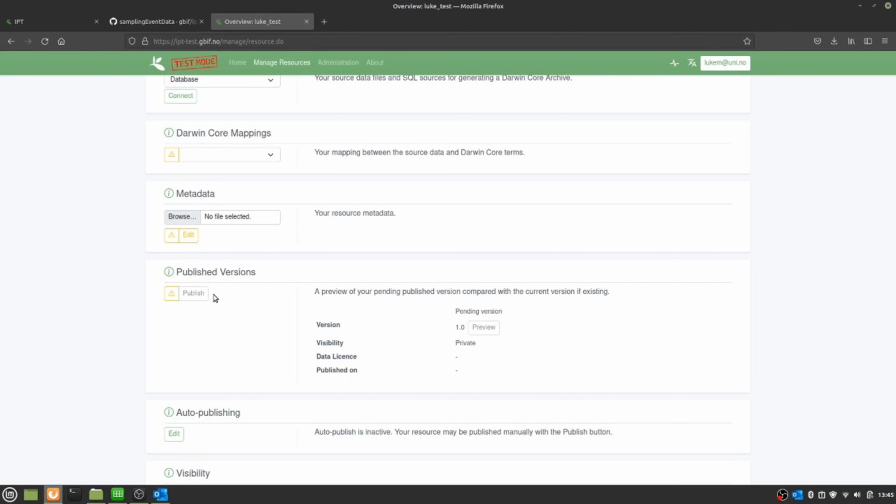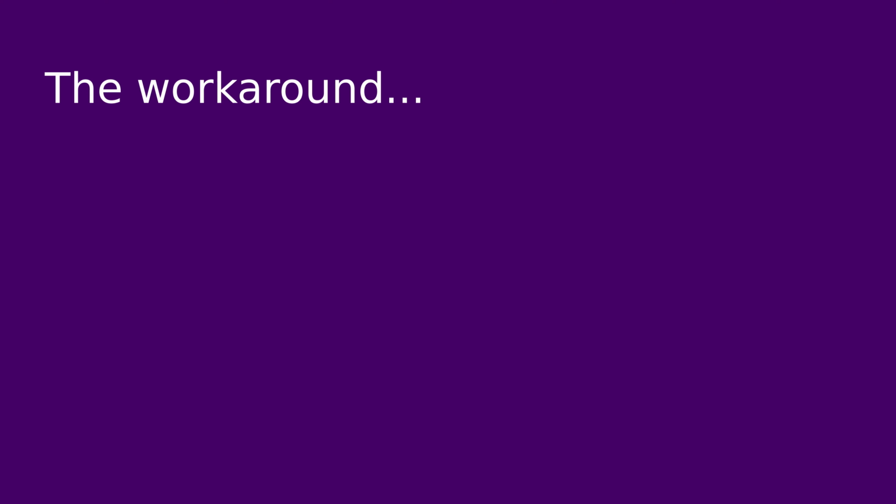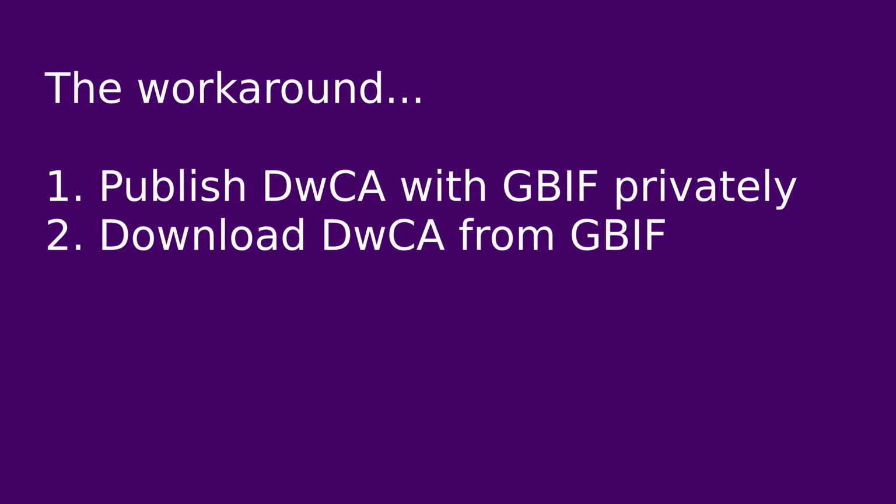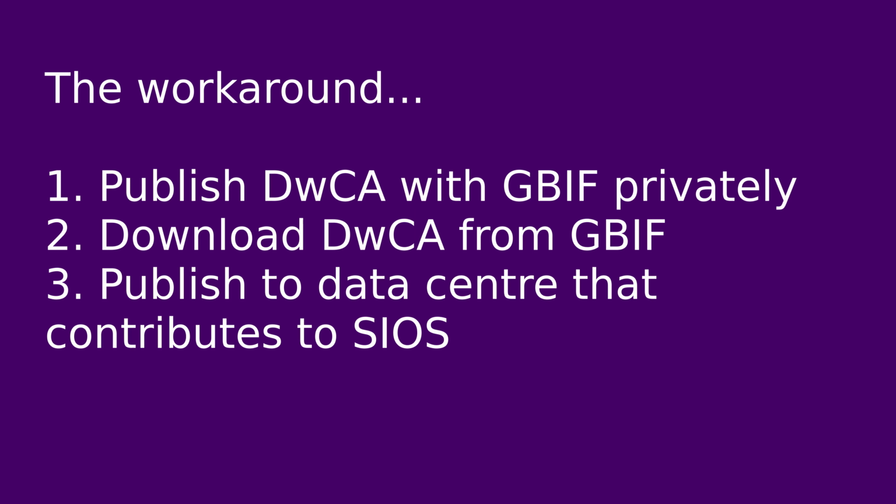But if you want your data to contribute to SIOS, for example, if you're in Nansen Legacy, GBIF and OBIS don't actually contribute to SIOS. But fortunately, we have a bit of a workaround. What you can do is publish your Darwin Core Archive privately. Only you will be able to see it. This isn't really publishing your data. You then download that Darwin Core Archive and publish that with a data center that does contribute to SIOS.